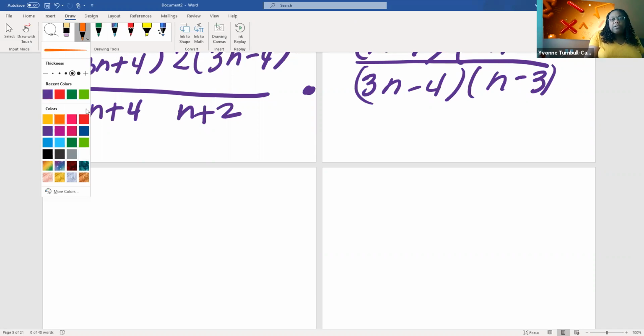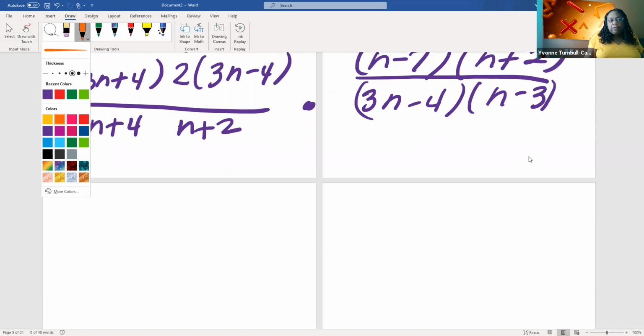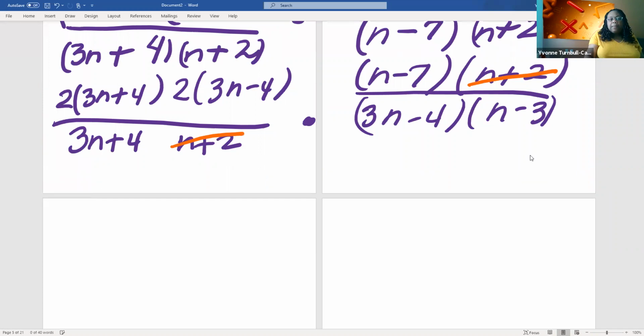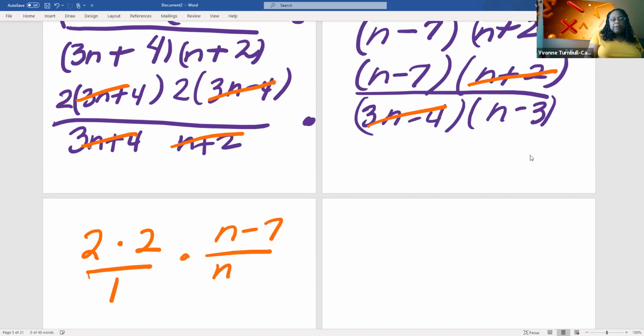All right, so let's look diagonally and see what we can get rid of to make our problem a little smaller. Okay, if I look up and down, I see that this can cancel with this. 3n minus 4 can cancel with this 3n minus 4 right here. This is up and down, that can cancel. Now, if I write what's left, I have 2 times 2 on this side over 1. On that side, I have n minus 7 over n minus 3.